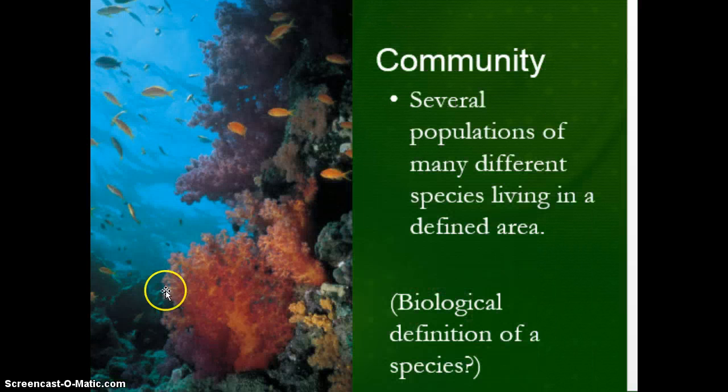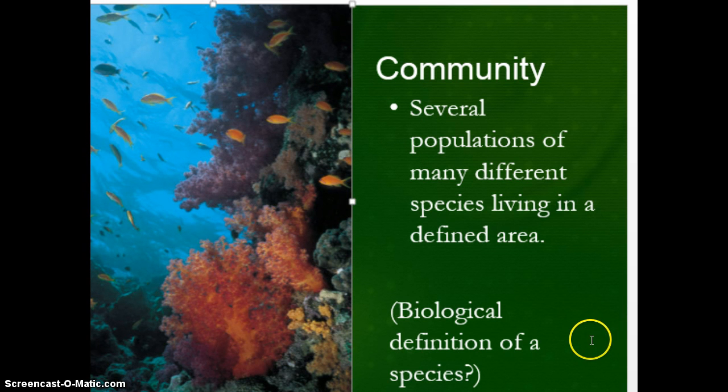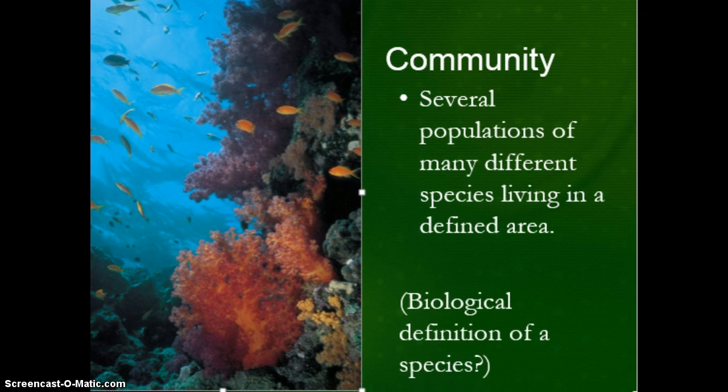Next, under ecosystem, we have communities, and communities are basically several populations of different species all living in one defined area. We should remember what a species is, and remember that biologists define a species by being something that can reproduce and produce fertile offspring when they do that. So if you have two dogs that can reproduce and have fertile offspring, you have a species. So community, several different species living in one particular area. So for example, all the species that live on a coral reef.